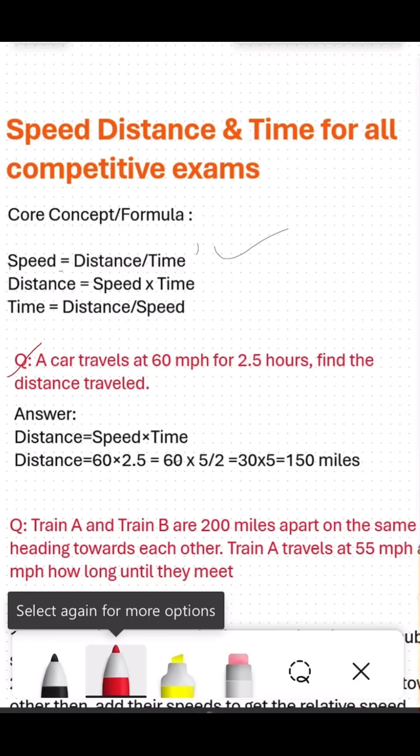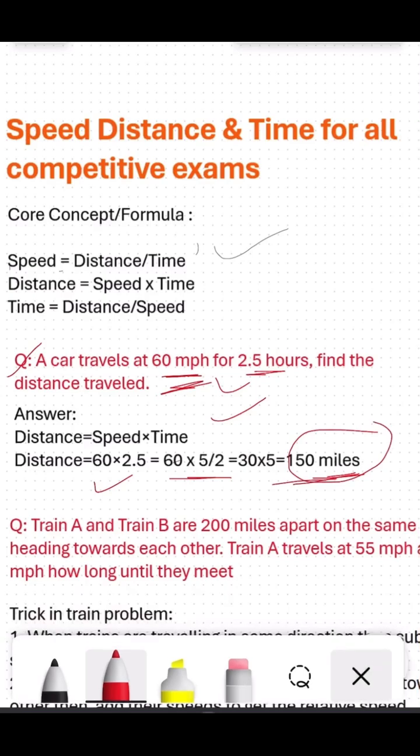Firstly, a car travels 60 miles per hour for 2.5 hours, and they have said to find the distance traveled. Now this is a simple problem. Basically, we'll use the formula distance is equal to speed into time, and obviously the speed is given, which is 60 miles per hour, and the time is also given, which is 2.5 hours. If we multiply this, we will get 150 miles, because the unit is given in miles per hour, so the distance will be in miles only.